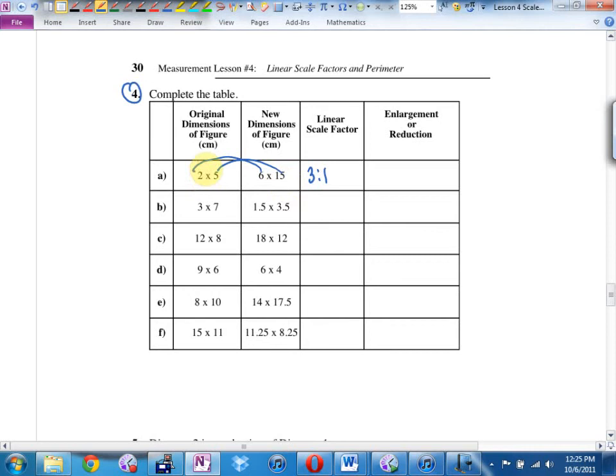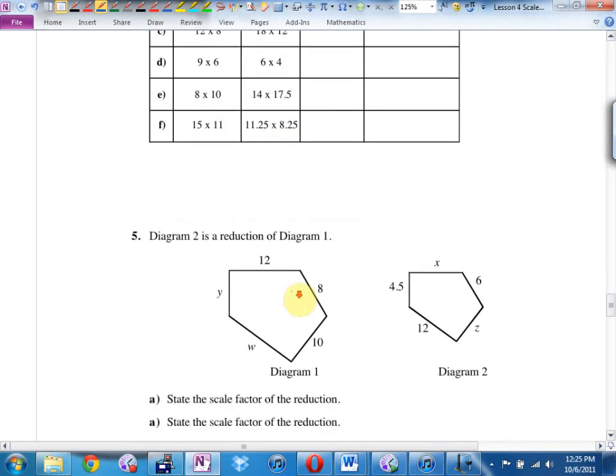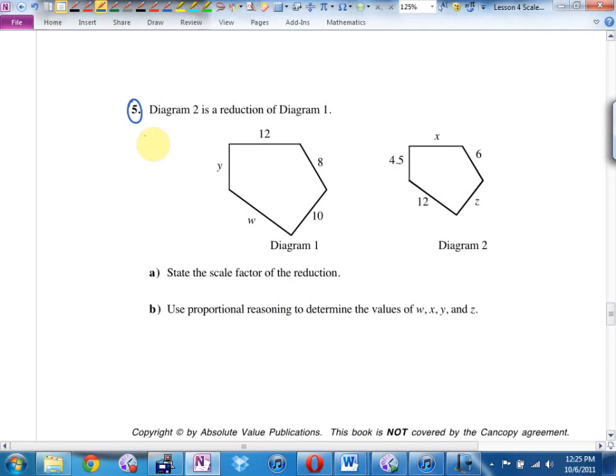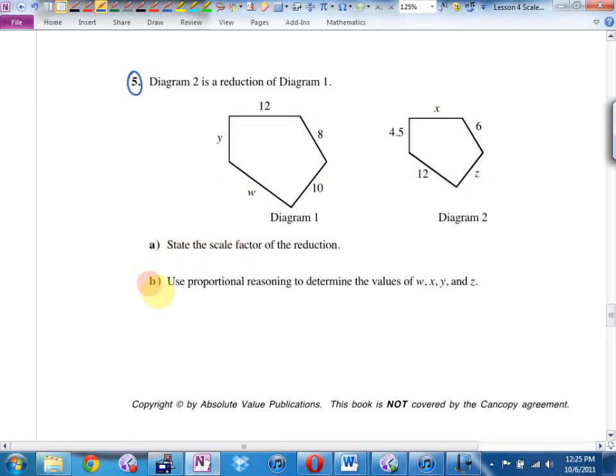Some of these decimal ones I'll let you think about. A little tougher. But number 4. Number 5. Says diagram 2 is a reduction of diagram 1. What's the scale factor? What you're going to have to do, I think in only one of these sides do they actually give you both numbers. In fact, I think it's here and here. Once you know the scale factor, see if you can fill in what the missing dimensions must have been, either the originals or the new ones. So A, state the scale factor. B, use proportional reasoning. That'll be cross-multiplying, by the way, if you really want to know.